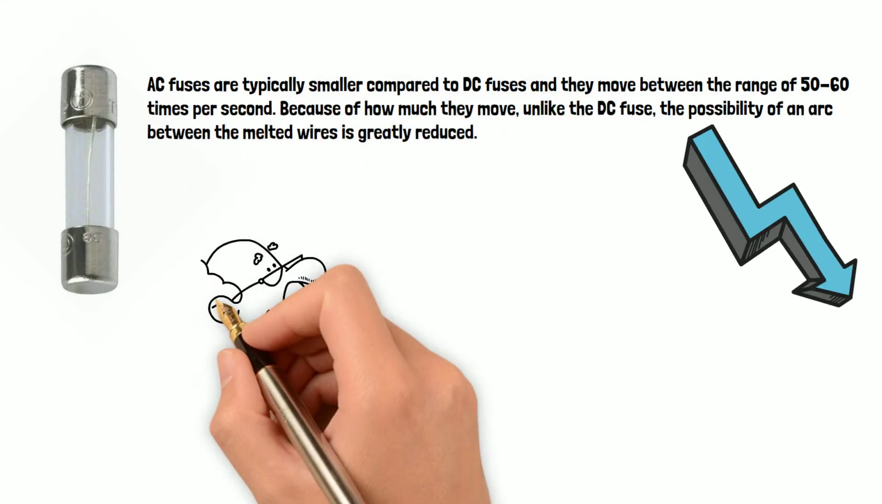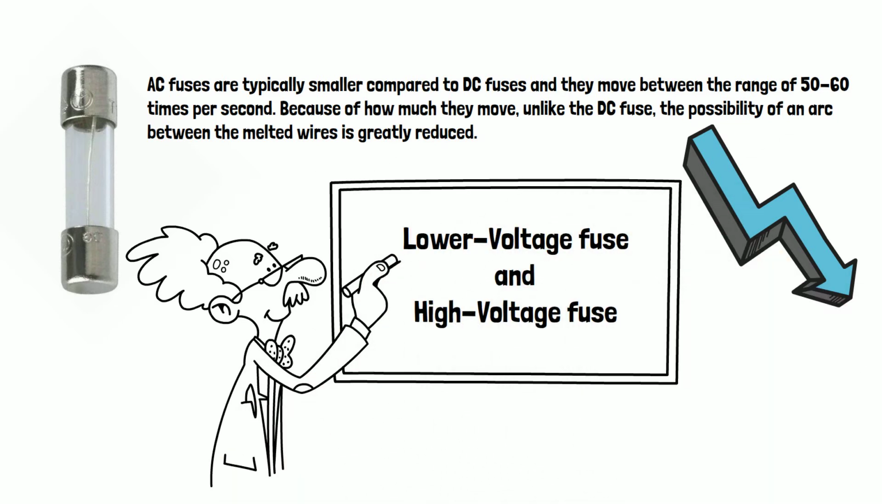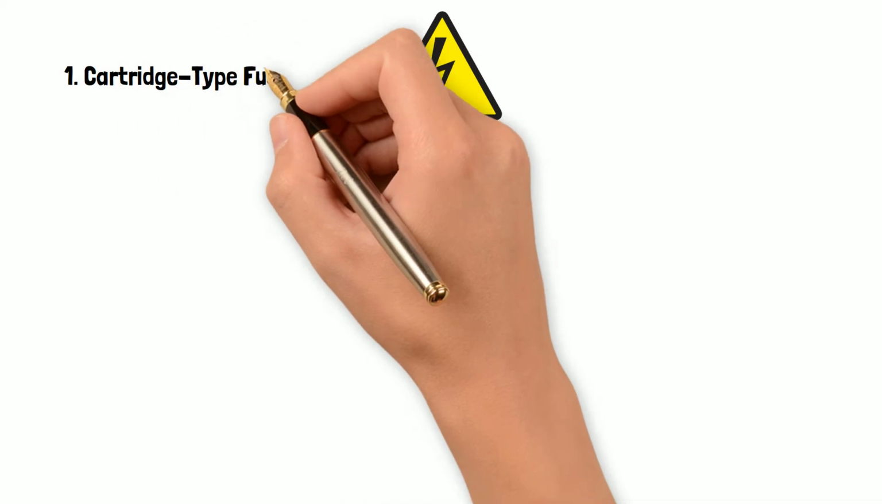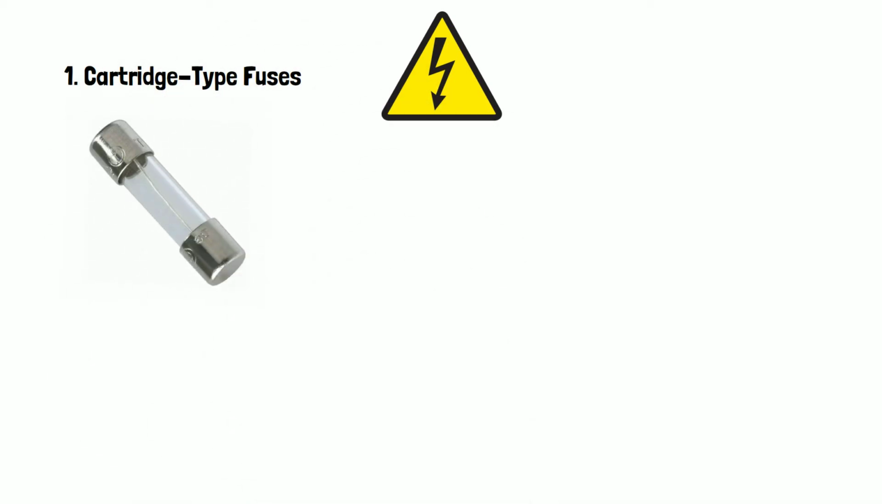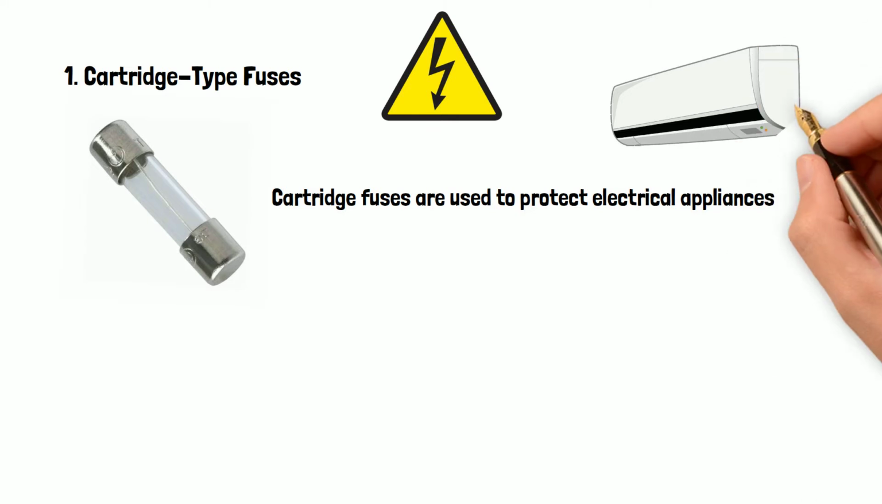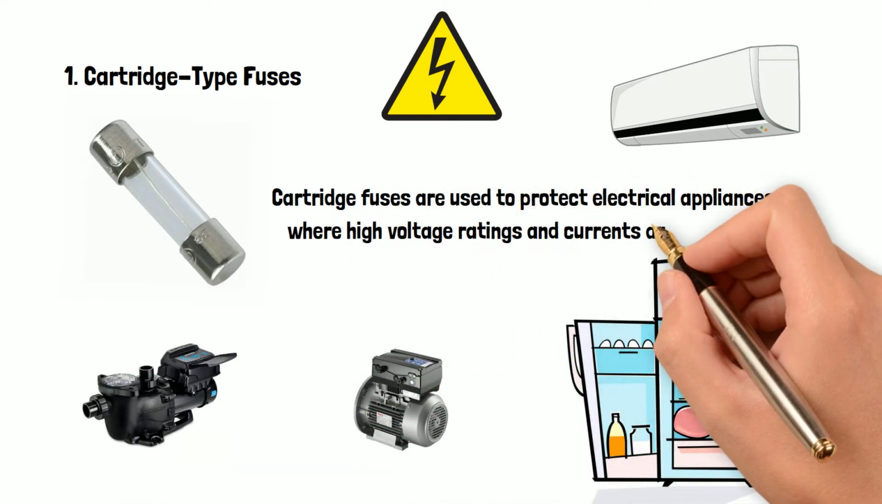However, fuses can still be grouped into two types. They are called low voltage fuse and high voltage fuse. Let's take a look at low voltage fuses. One, cartridge type fuses. Cartridge fuses are used to protect electrical appliances such as air conditioners, motors, pumps, and refrigerators, where high voltage ratings and currents are required.